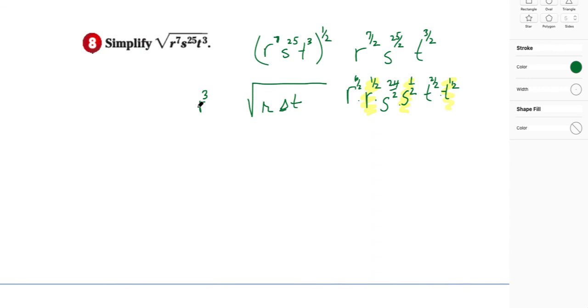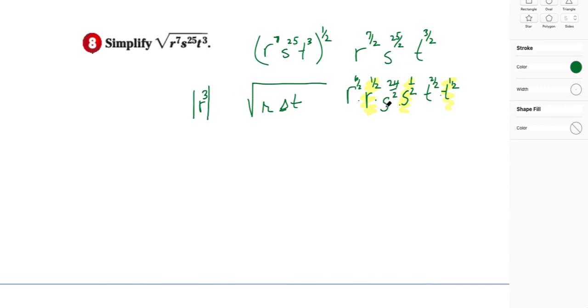I got to think about this. If r in the first place were negative, r to the 3rd power would still be negative, and we cannot take the square root and get a negative answer. Thus, that has to be positive. We have to do absolute value of r cubed.